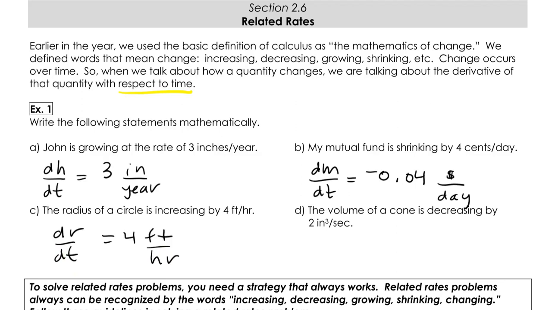Okay, last one. The volume is decreasing by 2 cubic inches. A lot of times, guys, they'll give you the units, but they might not say volume. So when you see cubic inches, I want you to think volume. If we have 2 cubic inches per second, that's the change in volume with respect to time. Again, volume in cubic inches, time is in seconds.